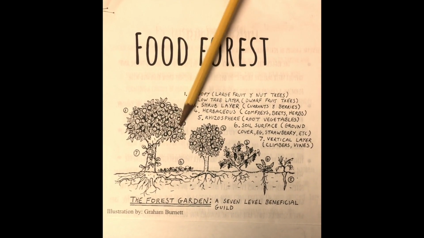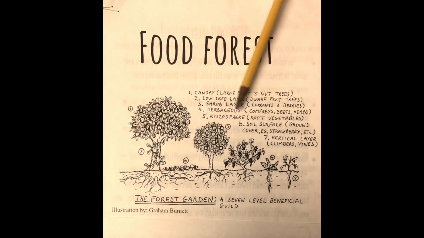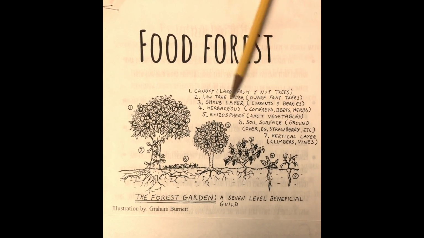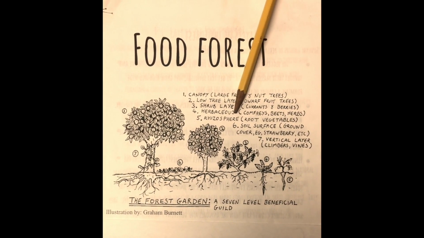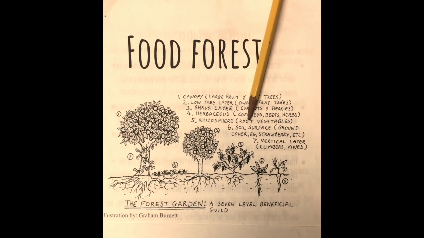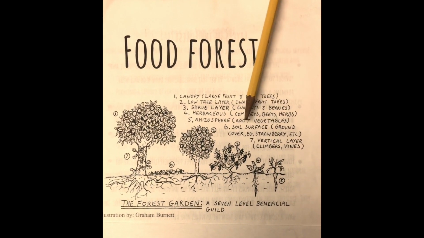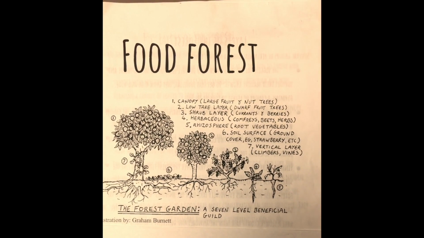So what we need to do is add the 6 other layers, including the low tree layer, shrub layer, the herbaceous layer, the rhizosphere layer, the soil surface layer or the cover layer, and the vertical layer.